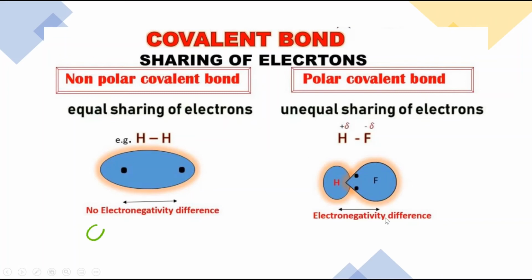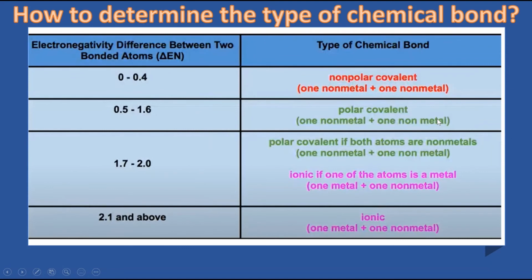Okay. So for equal sharing of electrons, the electronegativity difference should lie between 0 to 0.4. If the difference is from 0.5 to 1.6, then we can say that it's a polar covalent bond. This chart is very, very important, students. This you have to remember while calculating or predicting the type of bond that is formed.